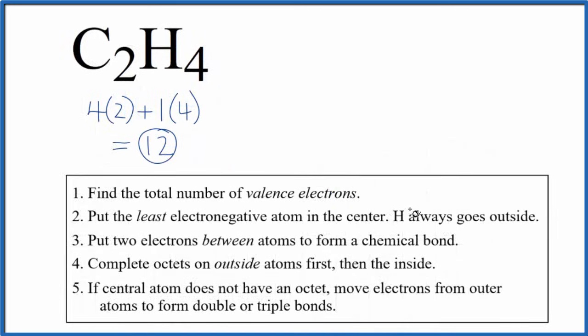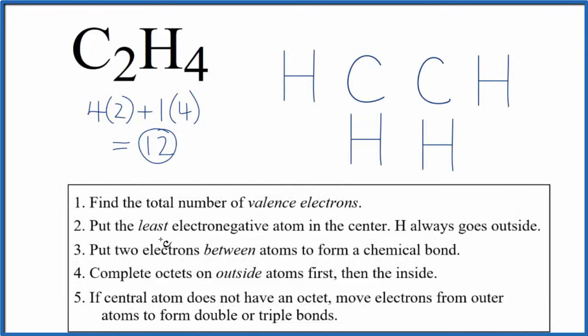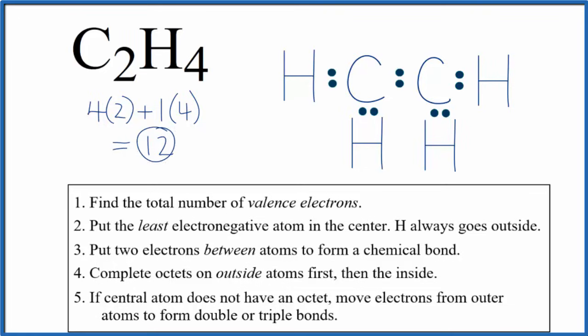When we draw Lewis structures, hydrogen atoms always go on the outside. So we're going to put our 2 carbons with 4 hydrogens around them, like this. Next, we're going to put a pair of electrons between the atoms. That's going to form our chemical bond. So far, we've used 10 valence electrons. We have 12, so we have 2 more.